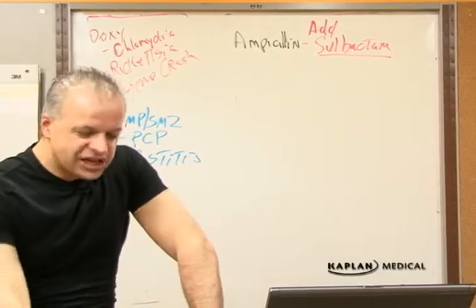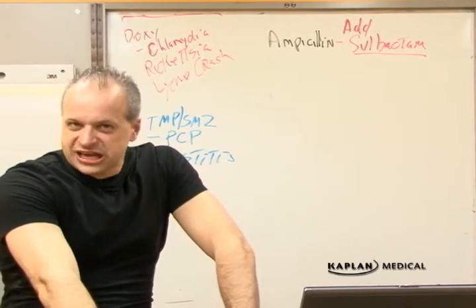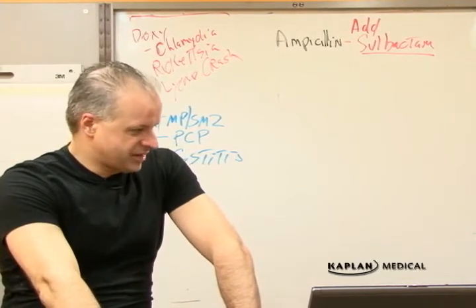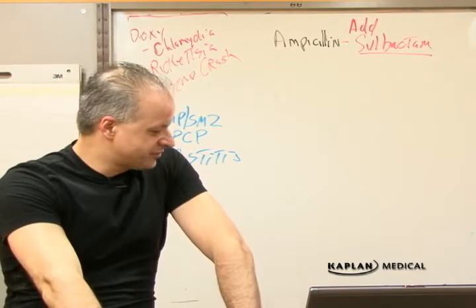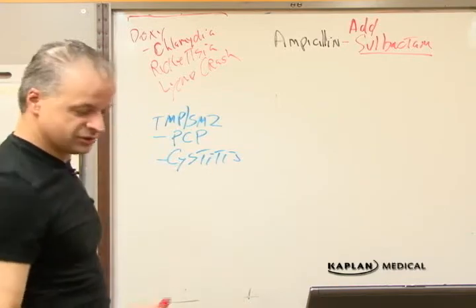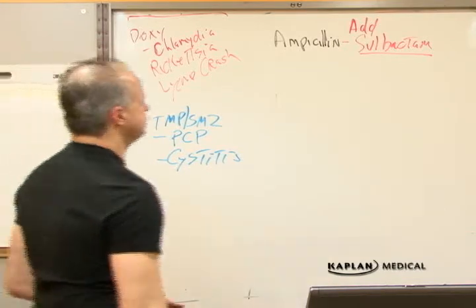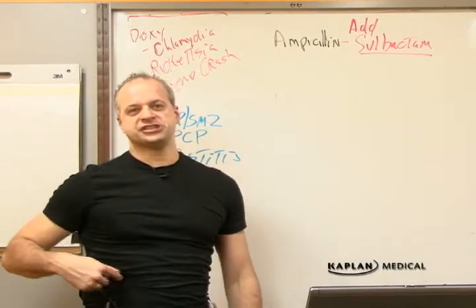When you add sulbactam to ampicillin, it adds staphylococcal coverage and expands the gram-negative coverage. That's known as Unasyn.